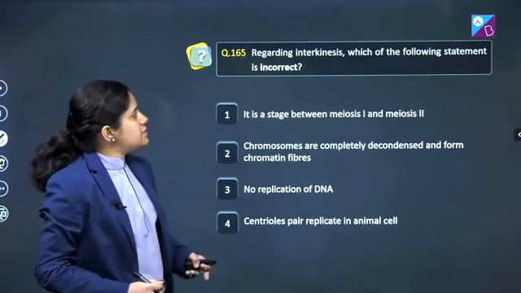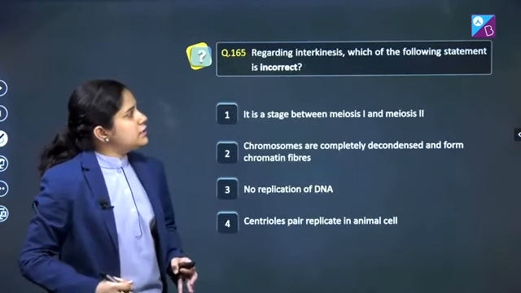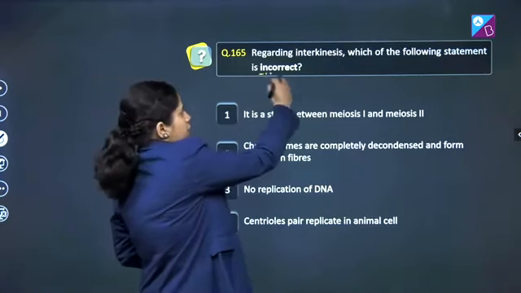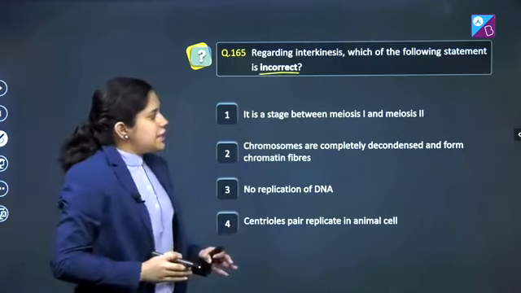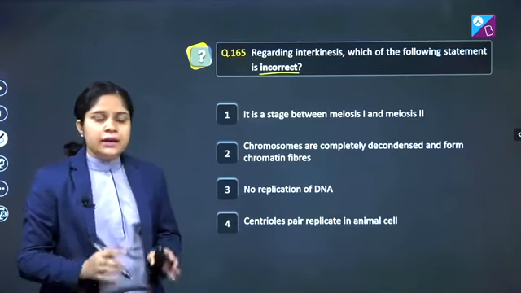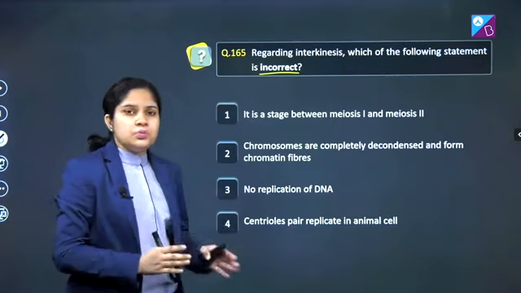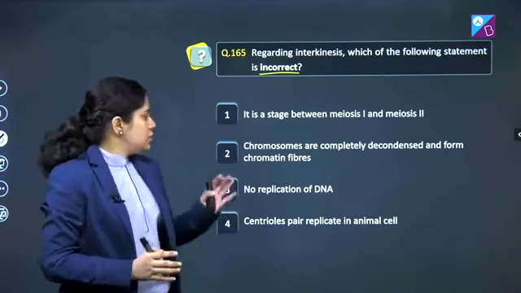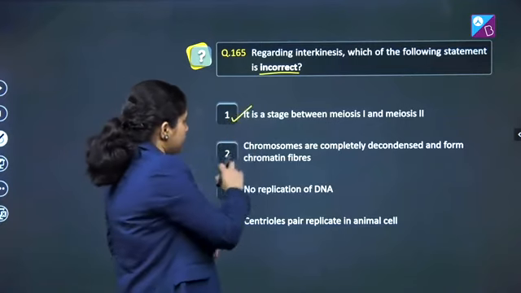Question number 165 regarding interkinesis, which of the following statement is incorrect? First, it is the stage between meiosis 1 and meiosis 2. बिल्कुल सही statement है. Interkinesis meiosis 1 and meiosis 2 के बीच में होता है. It is a very short lived stage. So this statement is correct.